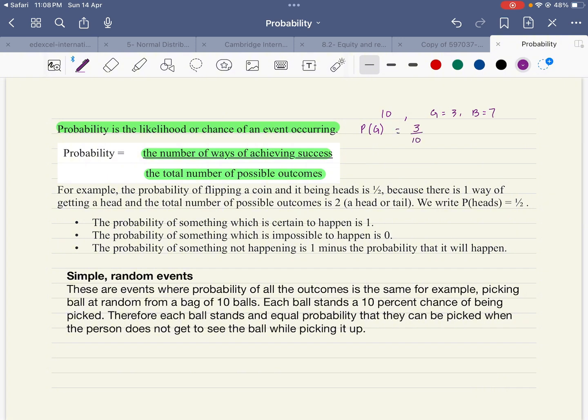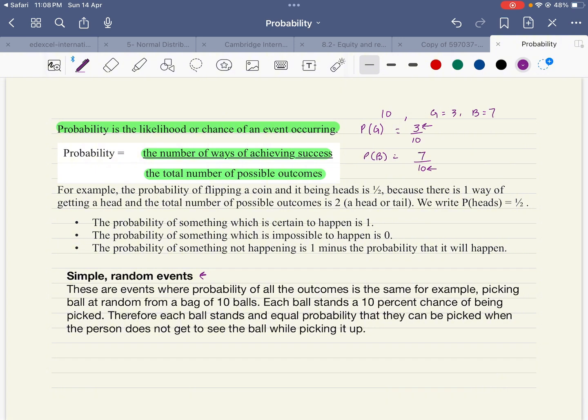3 out of 10. And the probability of boy being selected is 7 out of 10. This is possible outcomes. This is total number of outcomes. Does that mean everybody has the same chance of being picked? Yes, because we will be studying simple random events.